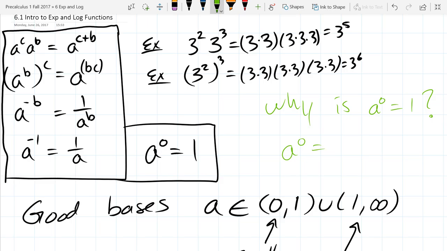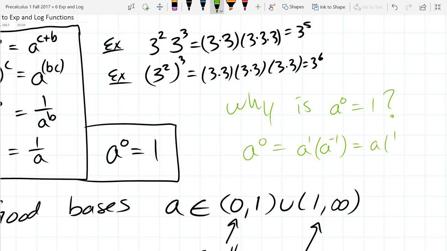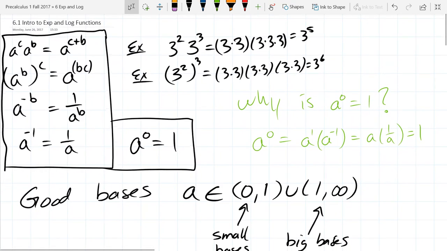let's look at y. That looks like a 6. Why is a to the 0 equal to 1? Well, according to the rules, I could write this as a times a to the negative 1, because 1 plus negative 1 is 0. So that's using that first property up there. And I could write this as a times 1 over a. And what does this equal just from our knowledge of arithmetic? That equals 1. So to be consistent with our other rules, a to the 0 has to equal 1, or else what I just wrote down would be false.